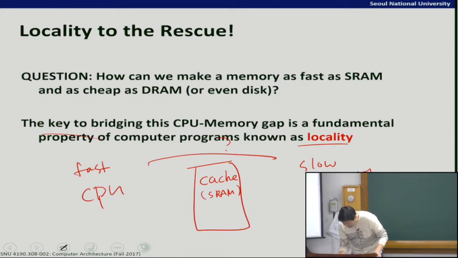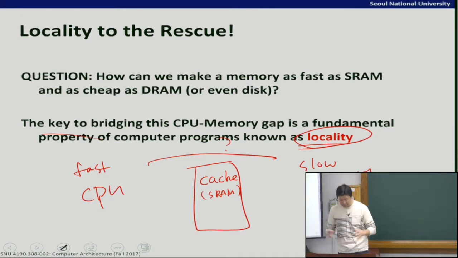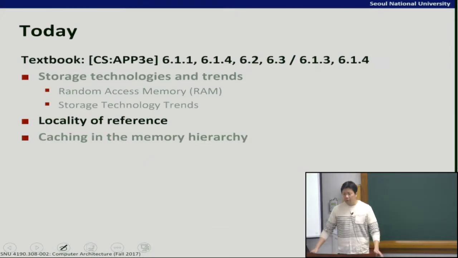Our strategy is exploiting what is called locality. The key to bridging the CPU and memory performance gap is the fundamental property of a computer program known as locality. So I'm going to explain what locality is. As in pipelining, these computer architects are doing a very sensible thing, a very obvious, no-nonsense approach to designing computers. You already understand the concept of locality and cache already. So let me explain why.